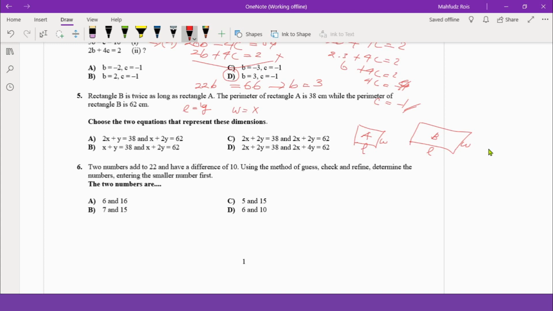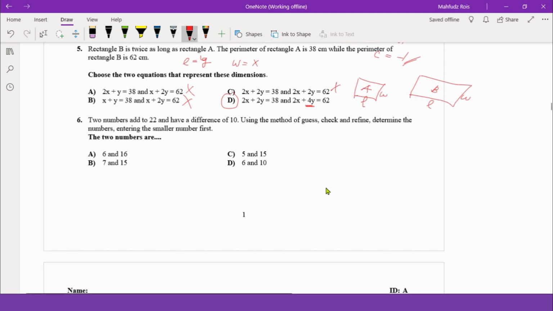So the same way, this one is wrong because 2x plus y, it should be double, yeah, like this. Now this one also wrong. So C and D are possible, but which one is true? 2x plus 2y, 2x plus 2y, this is the same, so it's not true, it should be different. So only D is true because the length is twice. Remember the length is twice, so y is double for B. So number 5 should be D here.